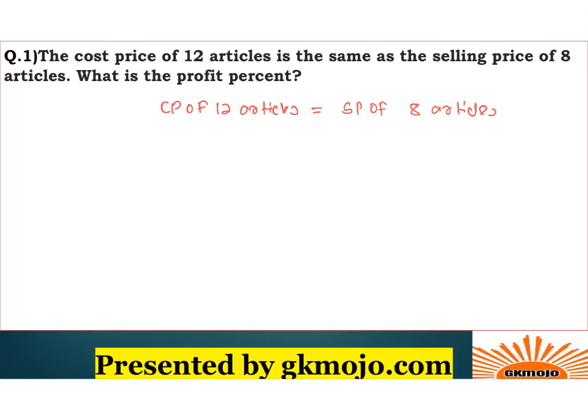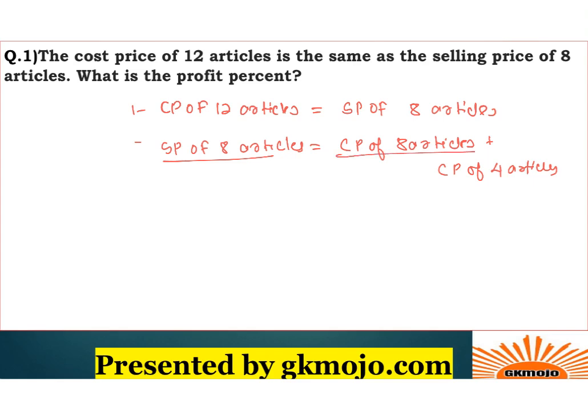This is what they have given, correct? Basically we'll write it in this way: selling price of 8 articles is equal to cost price of 8 articles plus cost price of 4 articles. Is this correct? It's still the same as the one we mentioned over here, right? Now, what is the profit over here? Selling price is equal to selling price of 8 articles, but the extra is the profit.